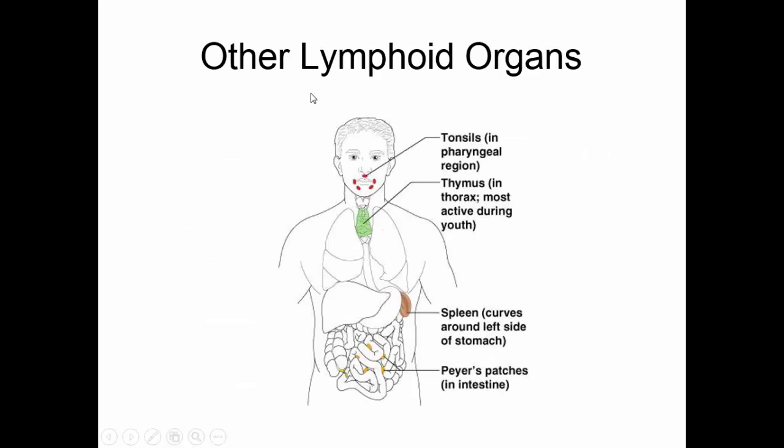Here we see the other lymphoid organs, the tonsils, ringing the pharynx. Here's the thymus in the mediastinum, the spleen over here on the left side of the body, and then Peyer's patches, those little clusters of MALT tissue scattered all throughout the digestive system.